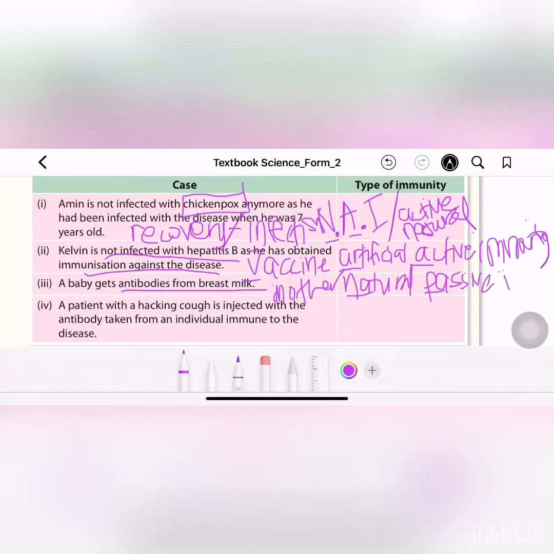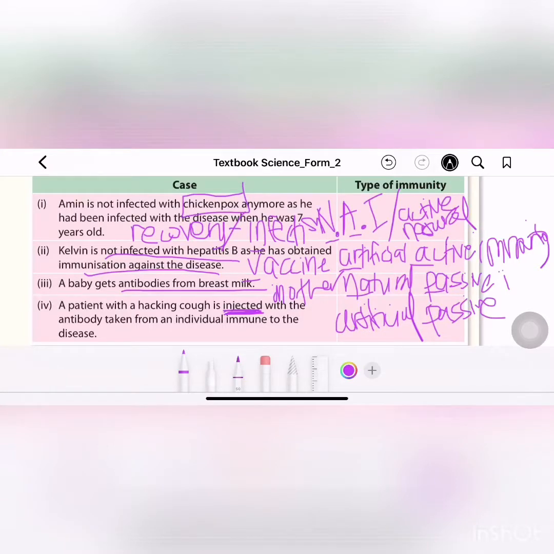Number 4, a patient with a hacking cough is injected. If you see the word injected, it's automatically artificial, with the antibody taken from an individual immune to the disease. So this is actually a person with a hacking cough. The person is already sick. So you inject something, you inject anti-serum. So this is artificial passive immunity.